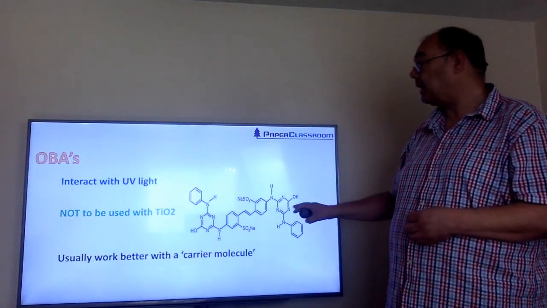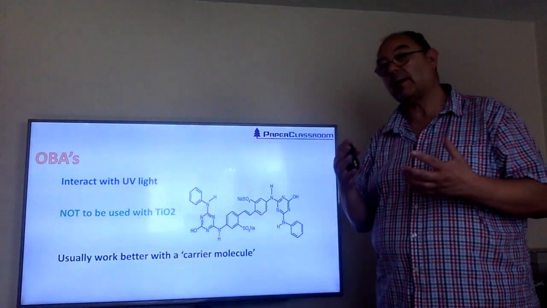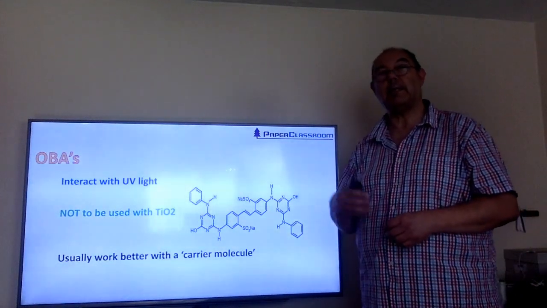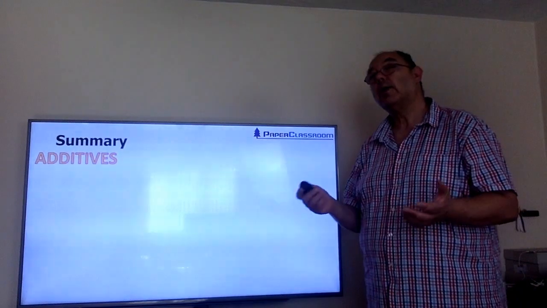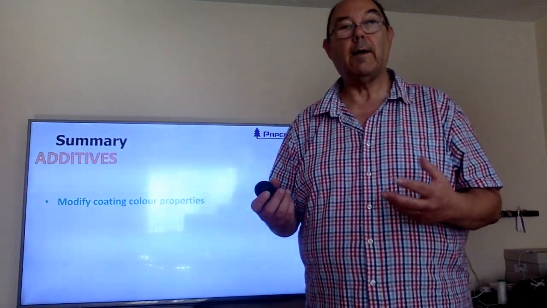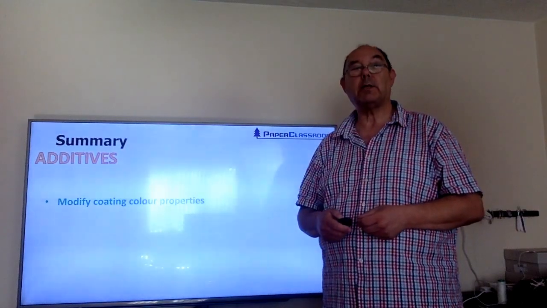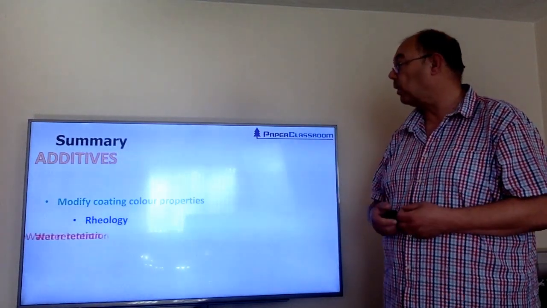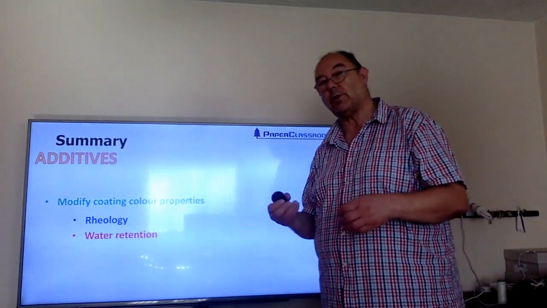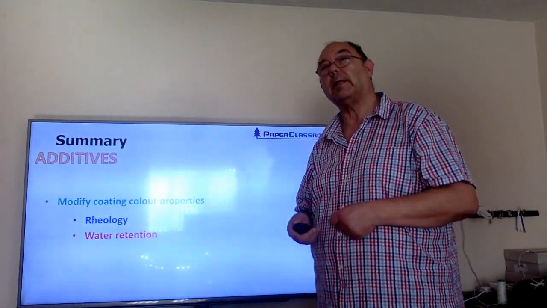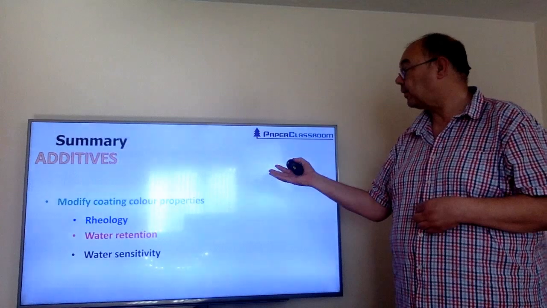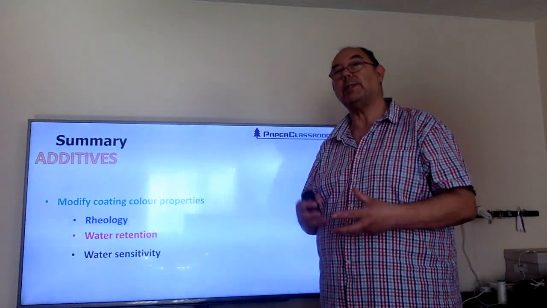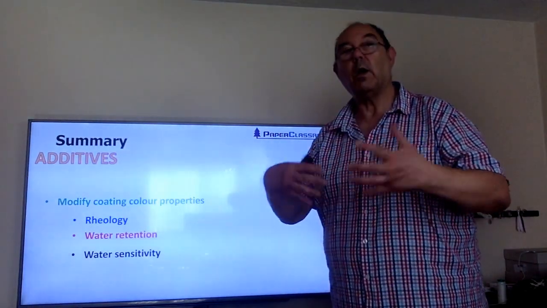And OBAs usually work better if they work in conjunction with what we call a carrier molecule. And carrier molecules are things like CMC and polyvinyl alcohol. So a summary of our additives. They modify coating colour properties, usually the rheology, which is the way in which they deform or flow. They will modify the water retention, they will help to hold water in the coating, stop it leaking into the base sheet, and they will reduce the water sensitivity of coating, so when they go through the offset printing process they're able to resist that weakening effect of continually being wetted and dried.